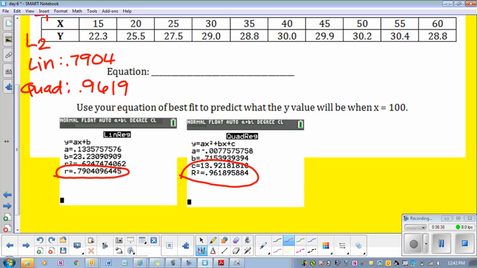I don't know what I did wrong. My numbers aren't matching up.